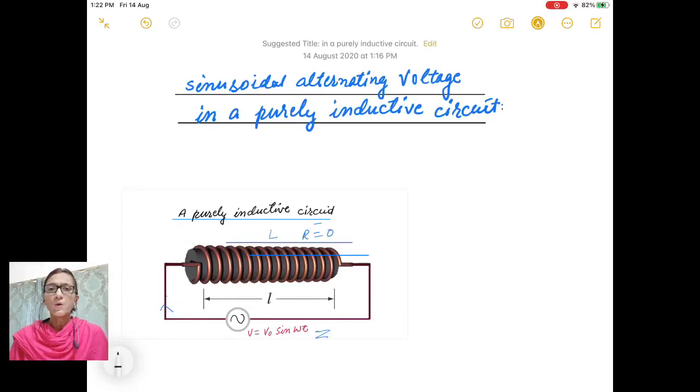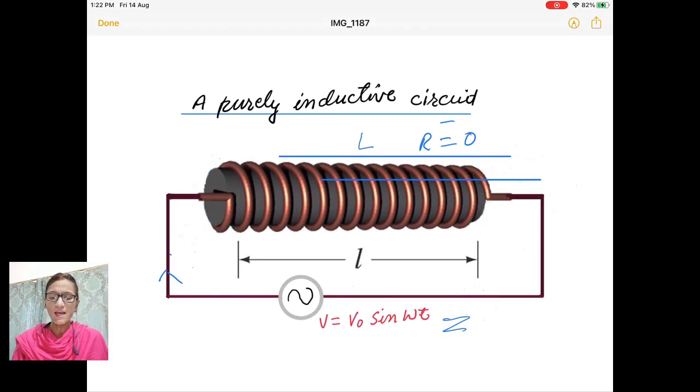Hi, today we will learn a purely inductive circuit. When a sinusoidal varying alternating voltage is given to a purely inductive circuit, then a current is generated. So we will be learning today the phase relationship between the voltage and the current. Here you have a purely inductive circuit.